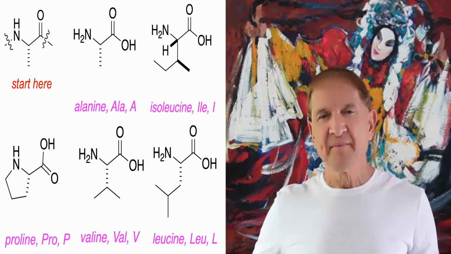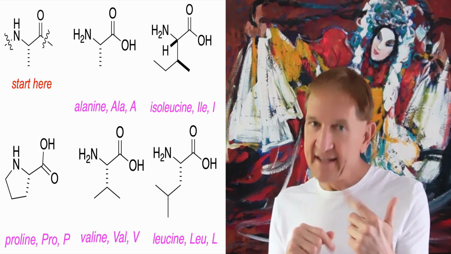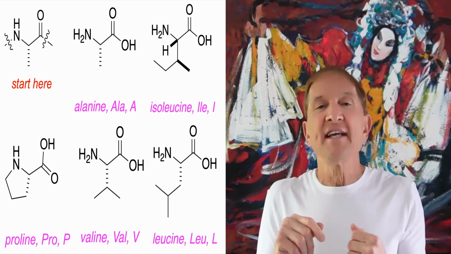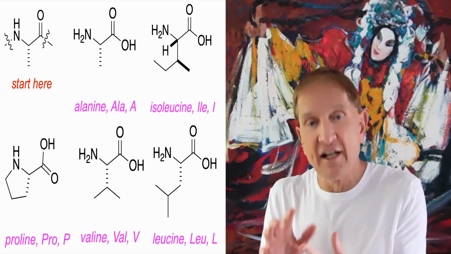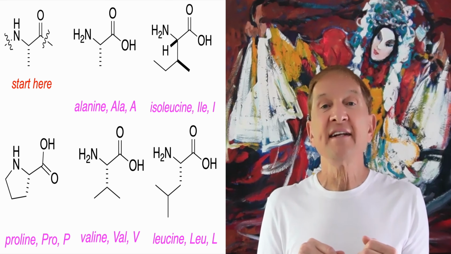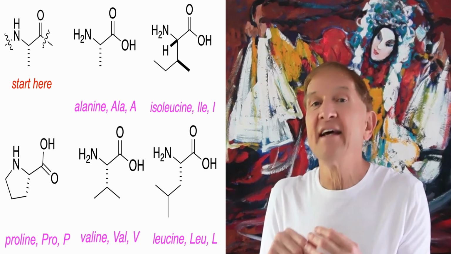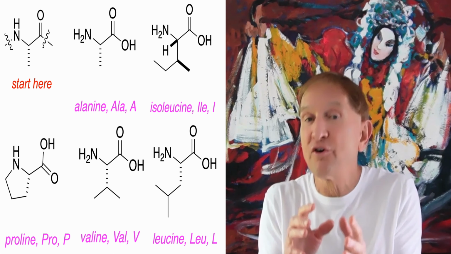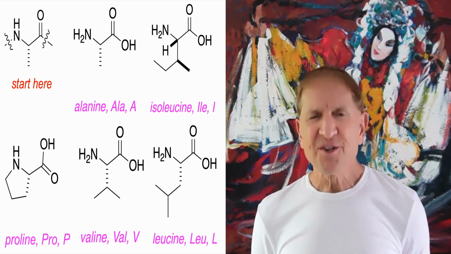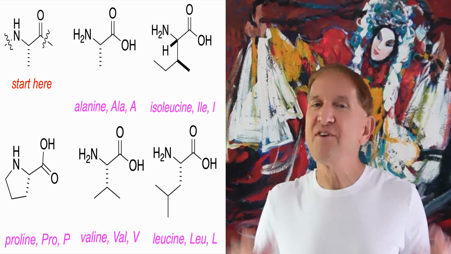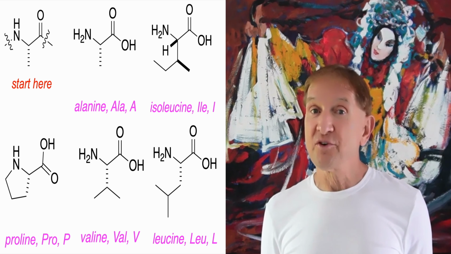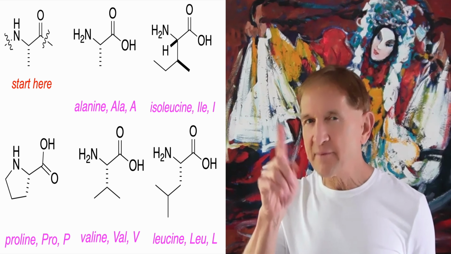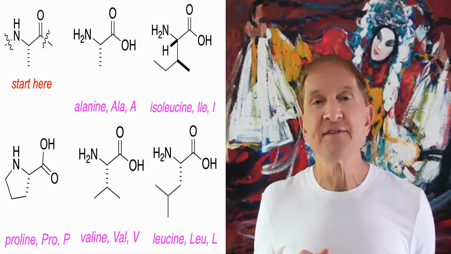So let me check. I said alanine, ala, A, valine, val, V, leucine, leu, L, isoleucine, I-L-E, I, proline, pro, P. Not too bad so far. Everything's logical. Some other amino acids might be logically named using some of those letters, but the aliphatic ones take priority, the simplest ones.